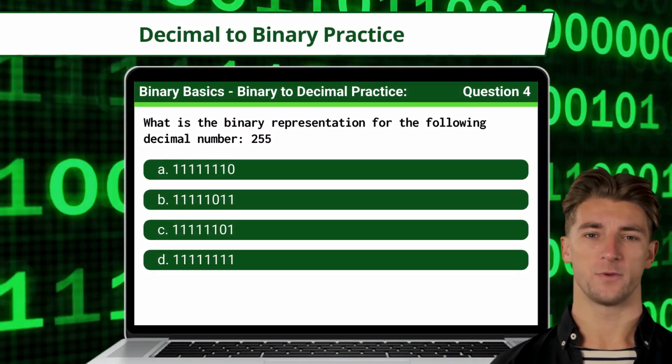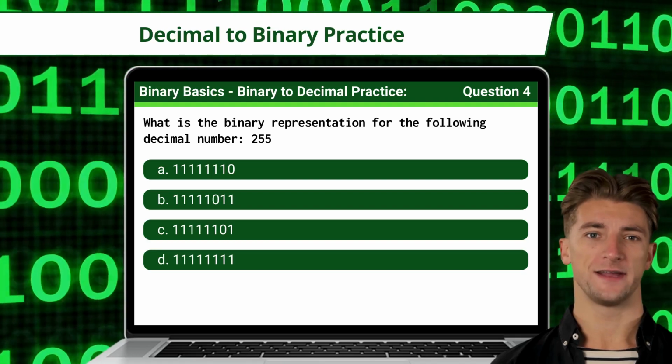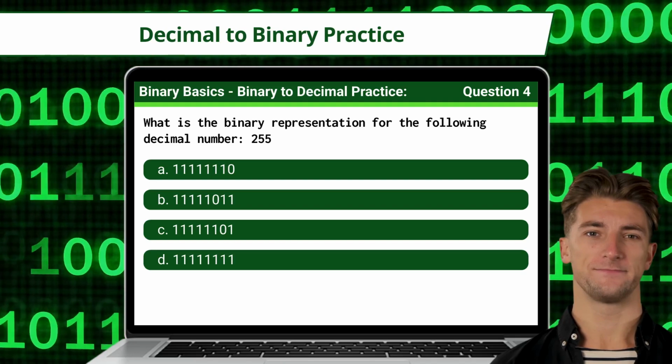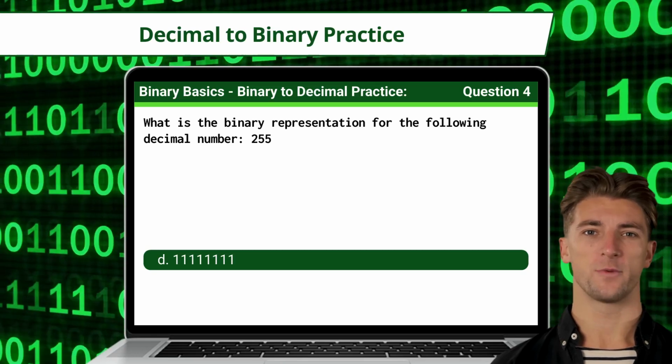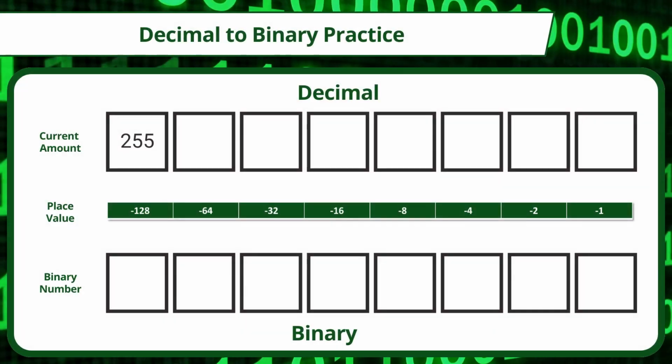Question 4. What is the binary representation for the following decimal number? 255. The answer is D. 11111111. Now the explanation to question 4.